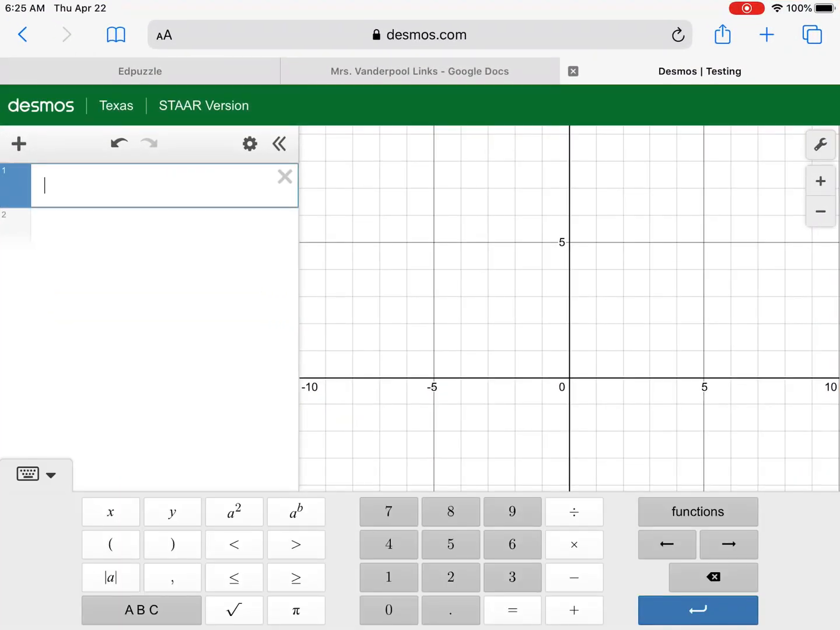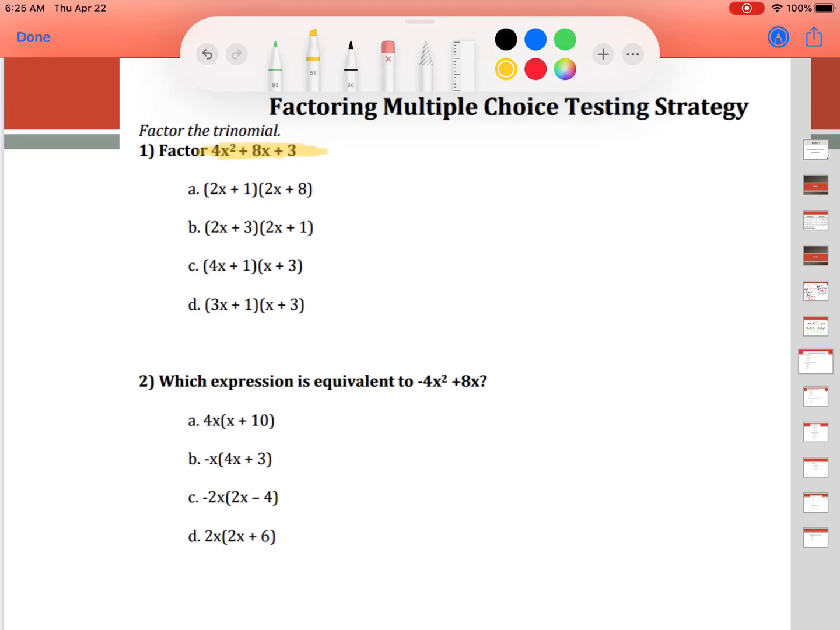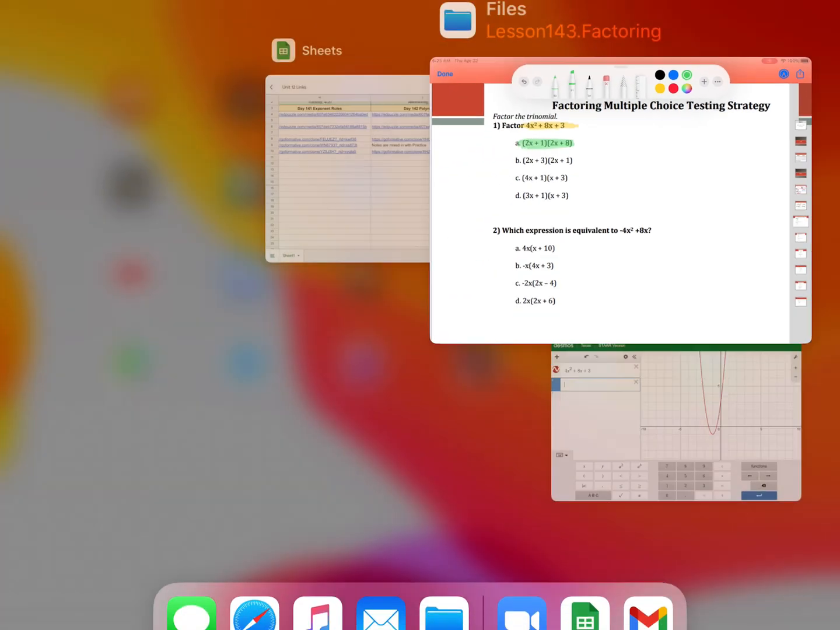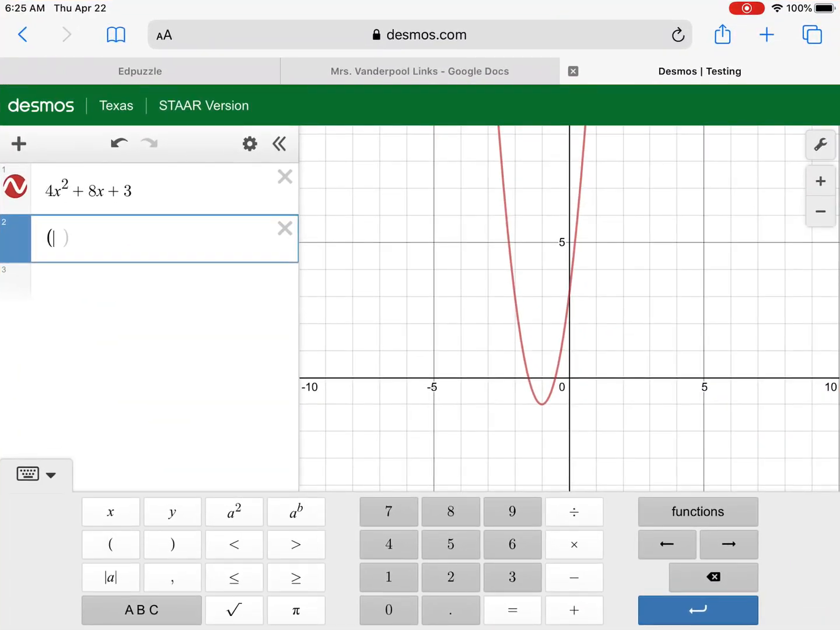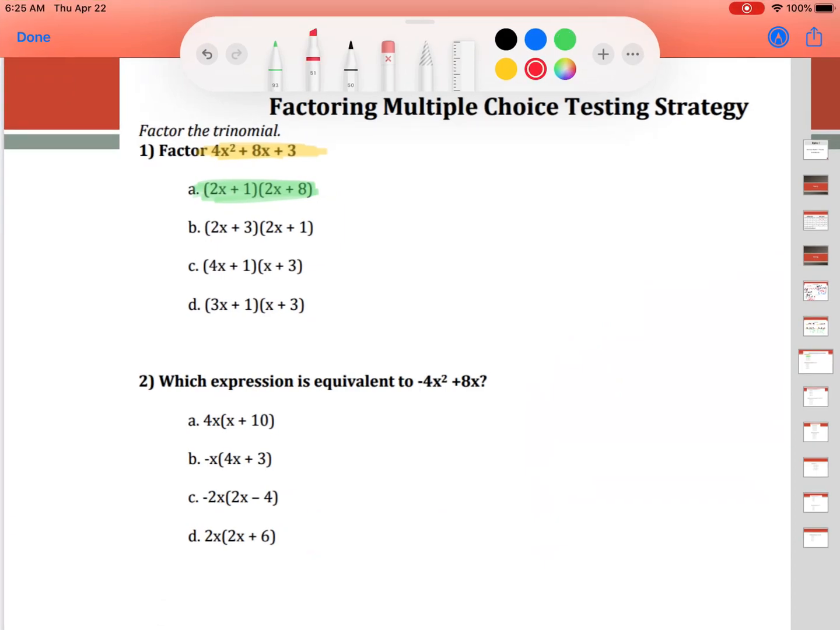Let's type it in. 4x squared plus 8x plus 3. So there's the first trinomial. So now in my answer choice, if I type in 2x plus 1 and 2x plus 8, we can see if it matches. We see the blue line is not the same as the red line, so therefore the answer is not A.